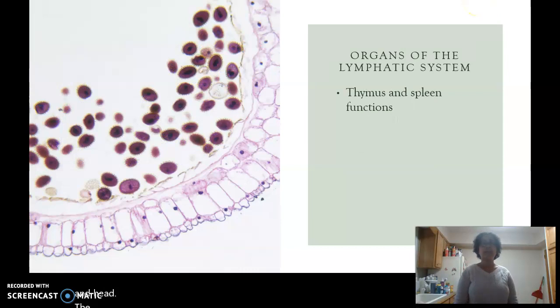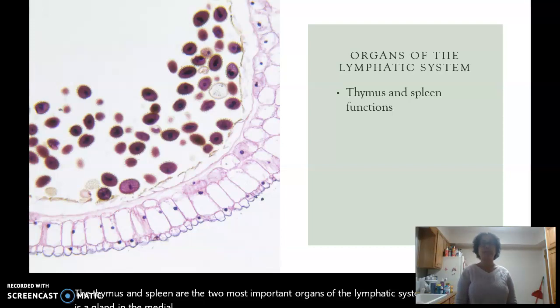The thymus and spleen are the two most important organs of the lymphatic system. The thymus is a gland in the mediastinum superior to the heart. It secretes hormones involved in the development of the immune system. There are T lymphocytes, which are a type of white blood cell that leave the thymus and help to provide us immunity. The spleen is a large organ located in the upper left quadrant of the abdomen that processes old red blood cells. Macrophages help to destroy bacteria and/or foreign particles that want to enter the immune system, and the liver is a big part of that.